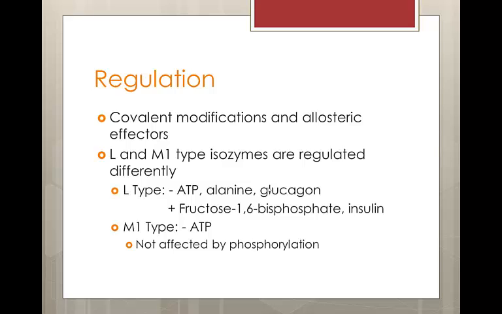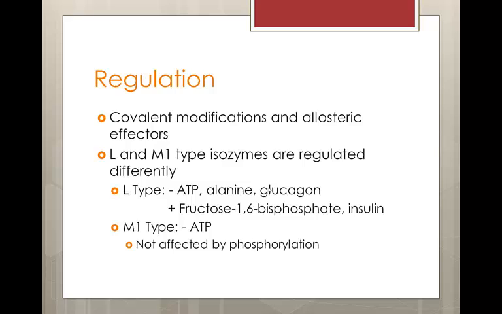Although there are different forms of regulation for the different types of isozymes, we are specifically going to look at the L and the M1 type because they are most commonly known. The L type, if you'll remember, is found in the liver, and it is going to be inhibited by ATP and alanine. This means that there is a high energy level and that glycolysis is not needed to produce more ATP. The L type is also inhibited by glucagon, which is released with low blood glucose levels and will lead to the phosphorylation of the pyruvate kinase enzyme, inhibiting its activity.